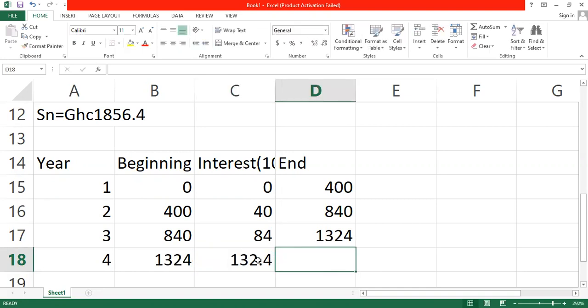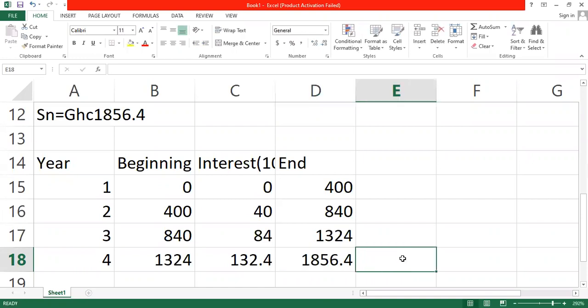It will be the beginning balance plus the interest plus the additional transfer, isn't it? Yes. So that will give us how much? 1856.4. Is it the same as the future value calculated? Yes. This is how the future value that you have calculated, this is how the money is going to grow.